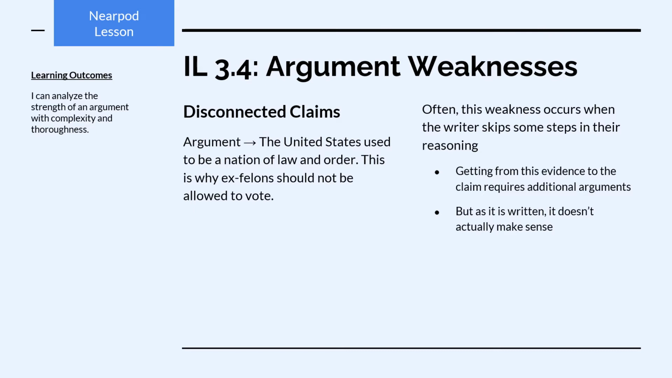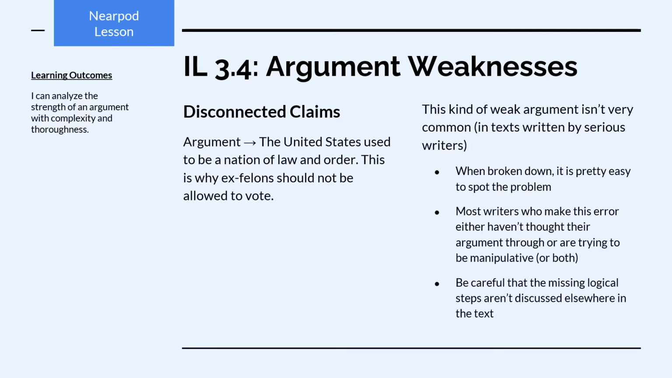This particular kind of argument weakness usually occurs when the writer skips some steps in their reasoning process. Getting from this evidence statement to this claim statement requires that additional arguments be made in between. But as it's written, it doesn't actually make sense. It should be noted here that this kind of argument weakness isn't very common, at least in texts written by serious writers. And that's because when broken down, the problem is pretty easy to spot.